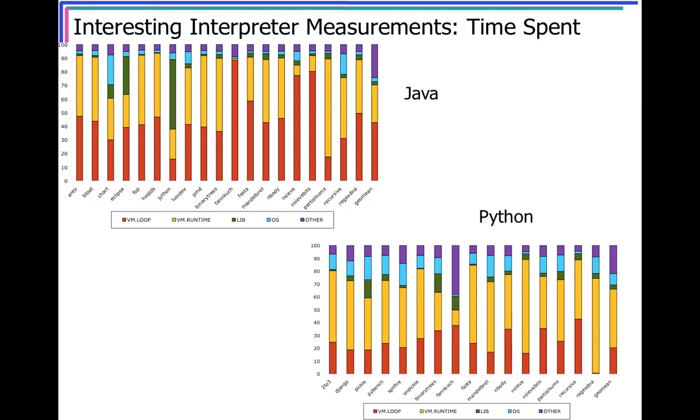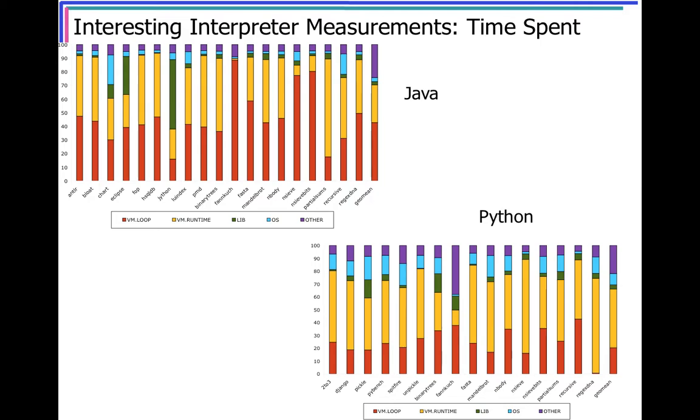What you'll see in general is that more time is spent in the dispatch loop, the interpreter loop, for Java than Python. This is because Python instructions are not typed. So we can do the decode and dispatch, but when we go to implement a Python instruction, we have to go out to the VM runtime to figure out all of the types of the operands on the fly.